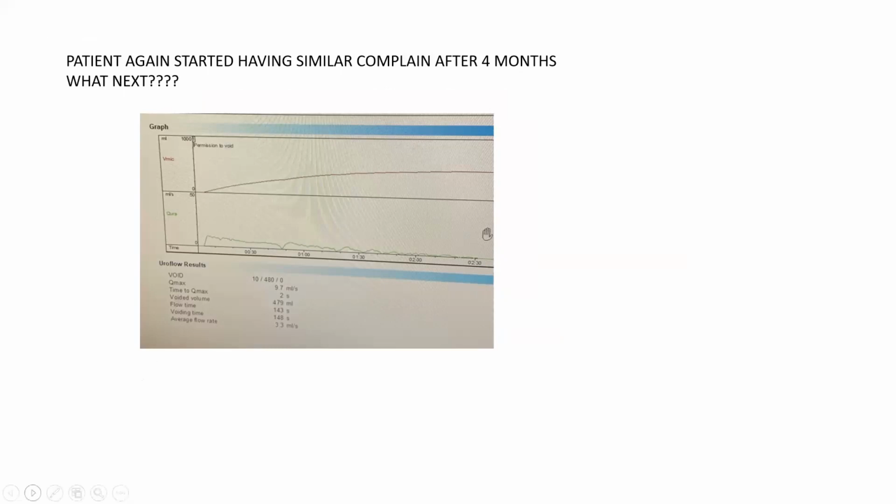Paras, show the next one. The patient again has similar complaints, and this is the time when she came to us. She had two dilatations and needed three investigations: one urethroscopy, one MCUG, and one urodynamic. This will resolve the problem of diagnosis.